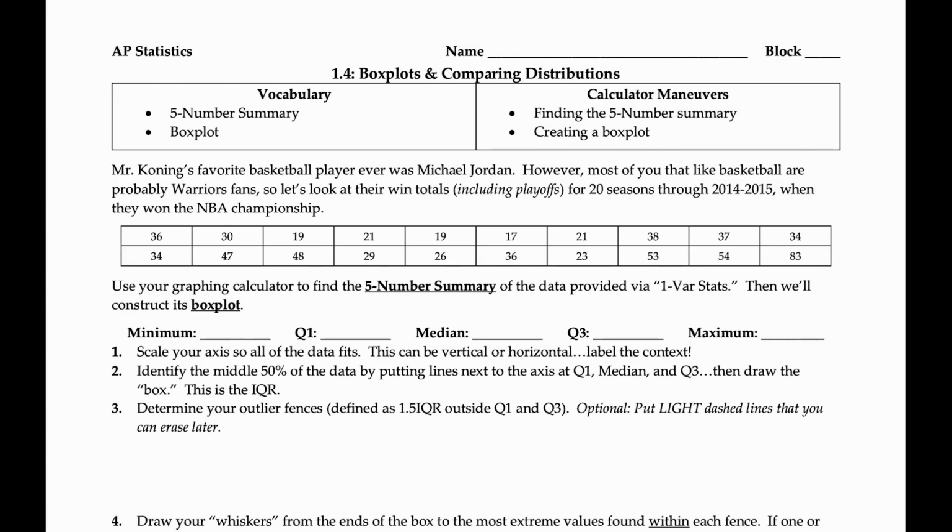However, he understood that many of you are maybe Warriors fans instead. So instead of looking at Michael Jordan stats, we're going to be looking at Warriors wins in a season, 20 seasons up to the 2014-2015 season when they won the NBA championship. You can see that data below, those 20 seasons. So now we're going to move over to our calculator, enter this data, and find our 5-number summary. Let's go over and do that.